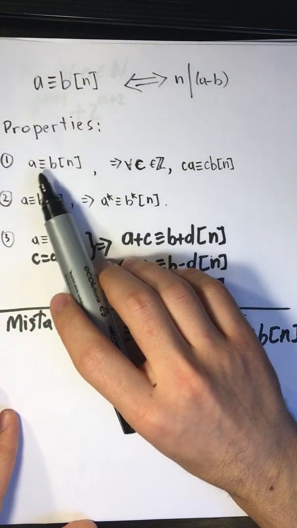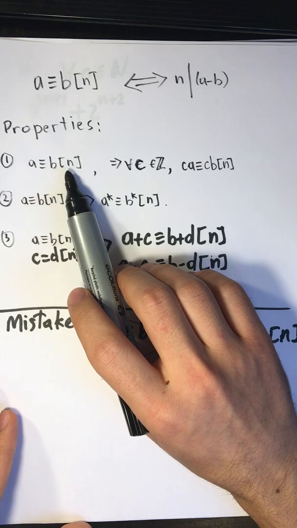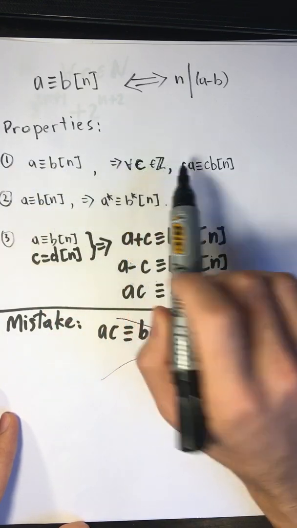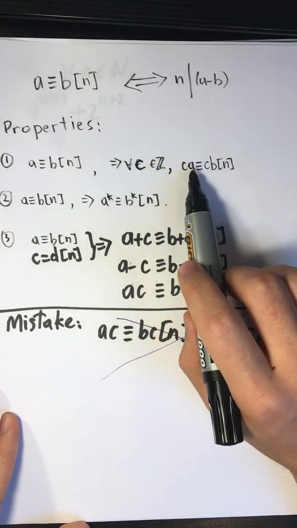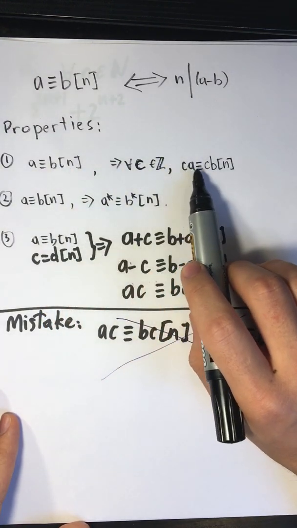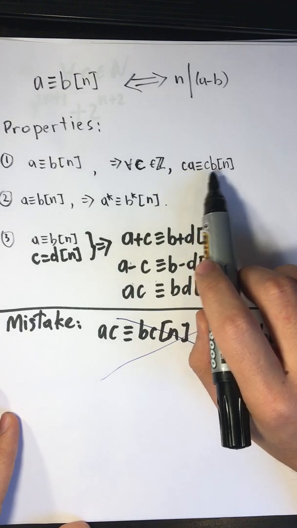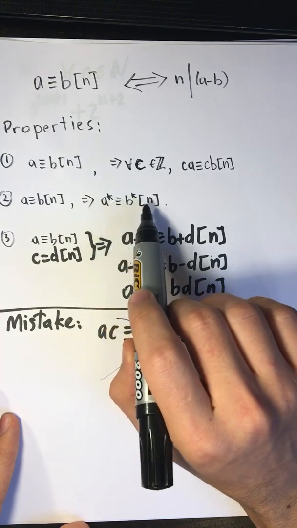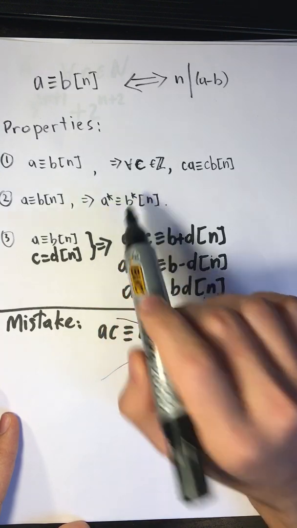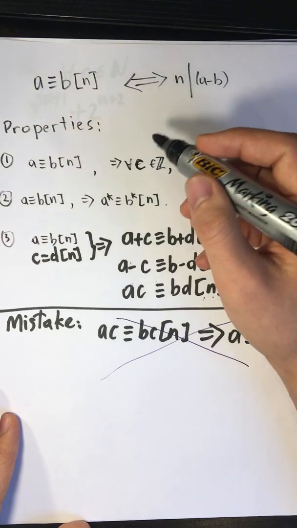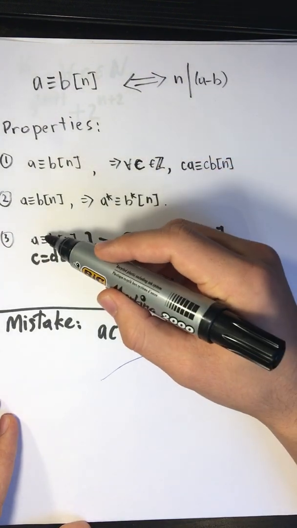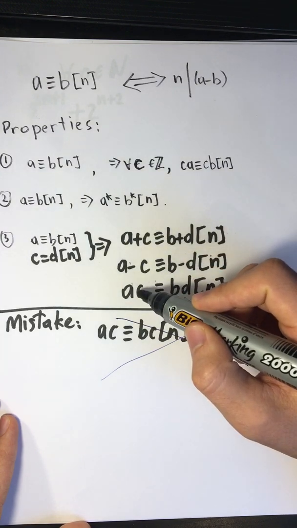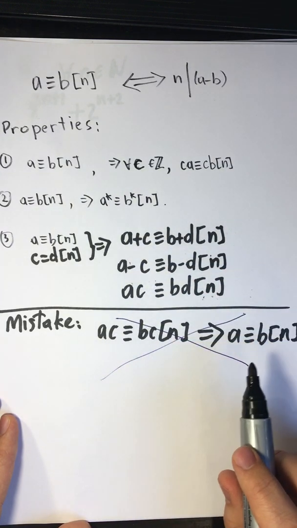So properties now. The first one, if you have a ≡ b mod n, it means for all c in integers, you can multiply both sides by c. So you have ca ≡ cb mod n. And if you have this one, you can calculate the power: a^k ≡ b^k mod n. So it's not an equation, but it works like an equation when it's plus, minus, and multiplication. If it's division, it doesn't work like an equation.